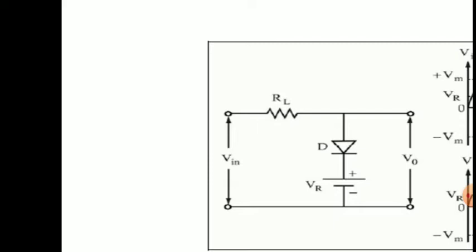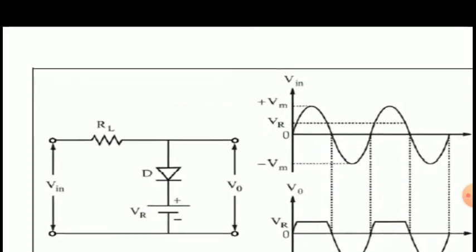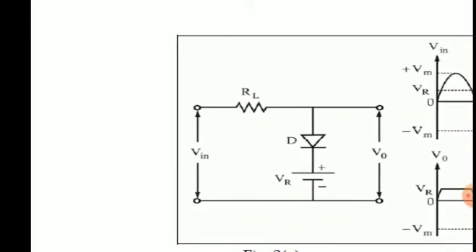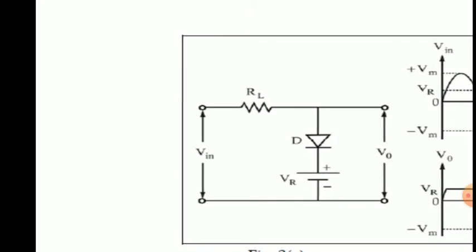Now consider V input less than VR. Less than VR, that is, it is a positive voltage. So in the positive half cycle, we will have this positive V reference voltage, that is represented as a dashed line, dotted line in the input waveform. Now consider the condition V input less than VR. What happens?